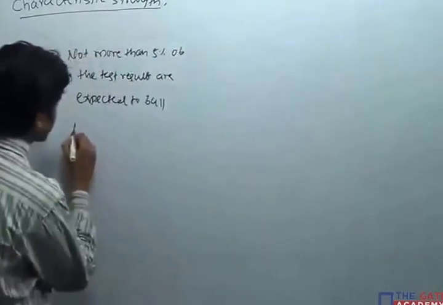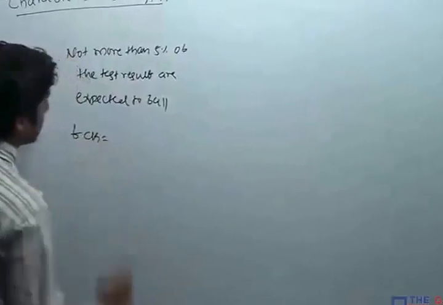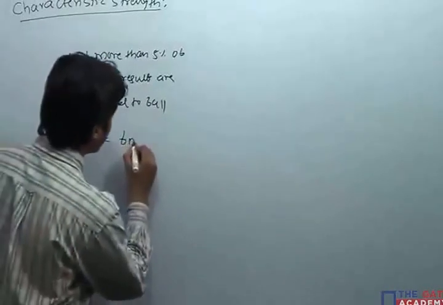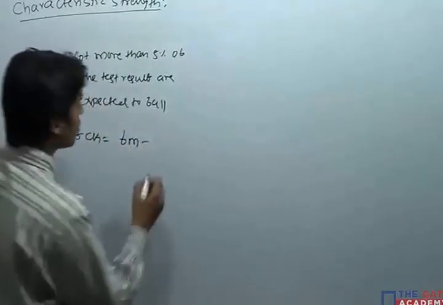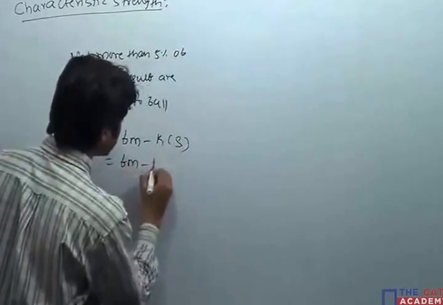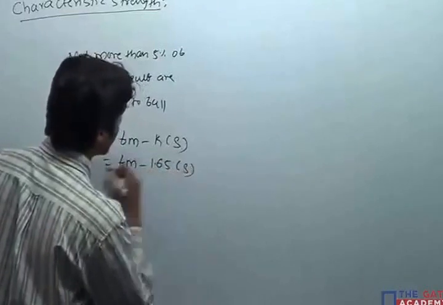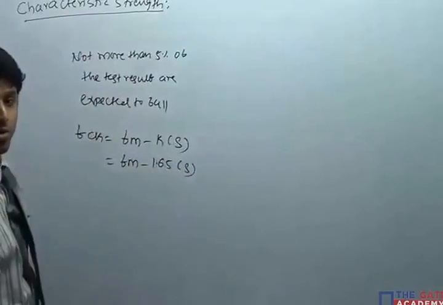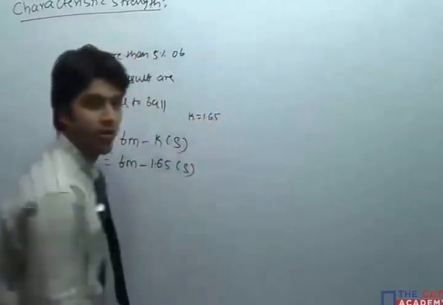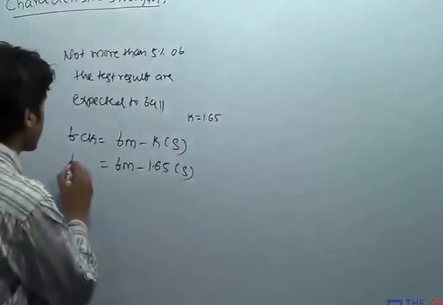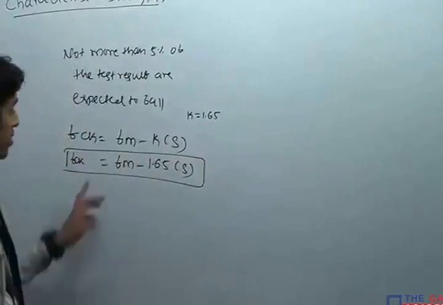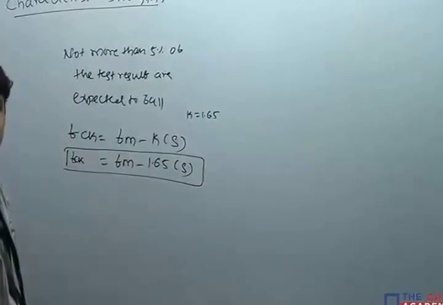So how do you determine the characteristic strength? If you denote this by FCK, then it can be written as FCK equal to Fm minus K into S, where K is a factor which is given by 1.65. So very important relation: FCK equal to Fm minus 1.65 into S.